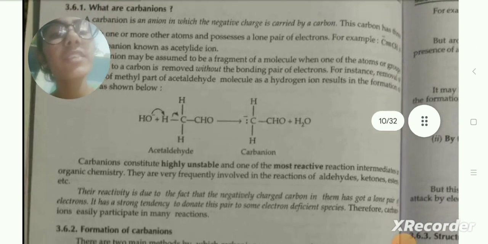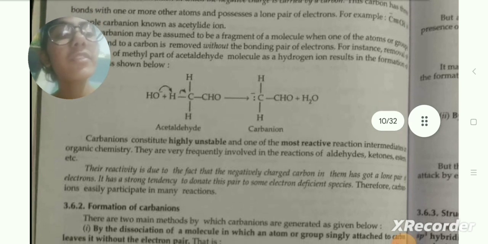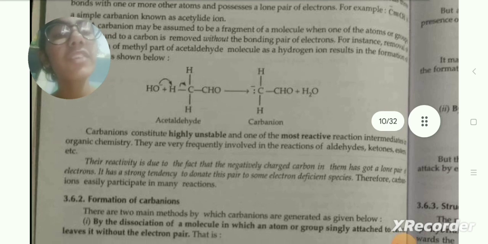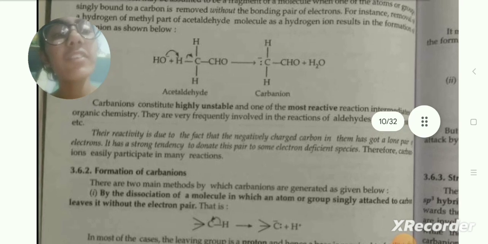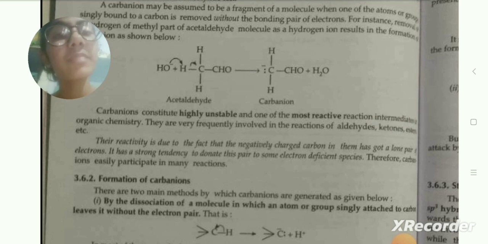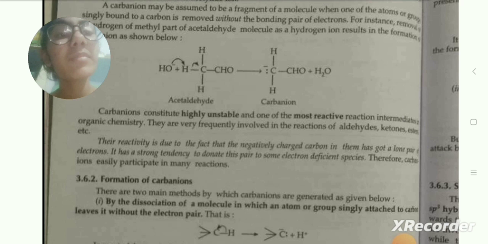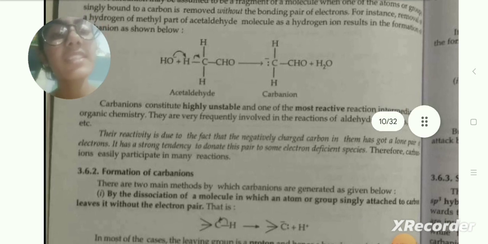Carbanions are highly unstable and one of the most reactive intermediates in organic chemistry. They are very frequently involved in the reactions of aldehydes, ketones, esters, etc. Their reactivity is due to the fact that the negatively charged carbon in them has a lone pair of electrons. It has a strong tendency to donate this lone pair to some electron-deficient species. Therefore, carbanions may easily participate in many reactions.